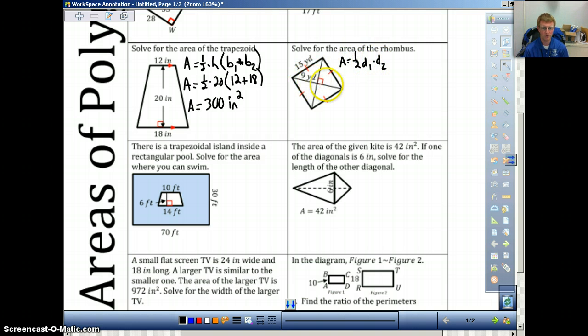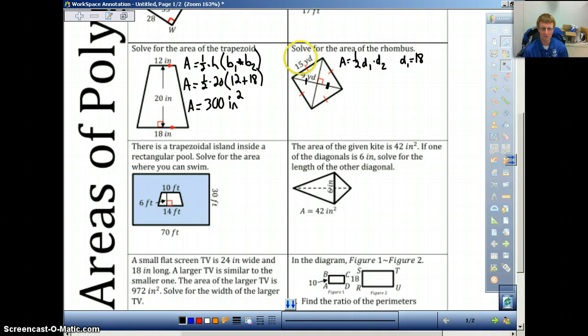Well, we know the diagonals bisect each other, so if this one right here is 9, then we know that this is going to have to be 9 as well. So I can tell you that diagonal 1 is going to be equal to 18. So that's our first step, figuring out that that's 18. The difficult portion is figuring out what this diagonal is.